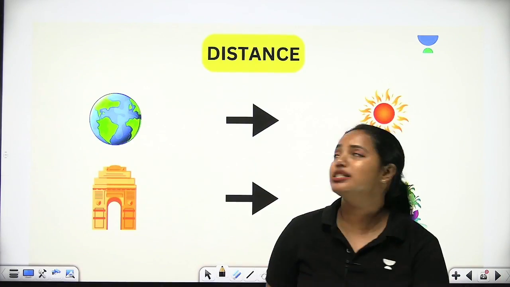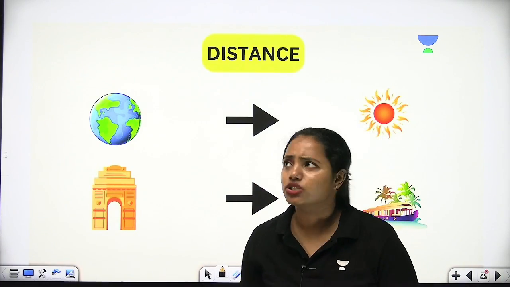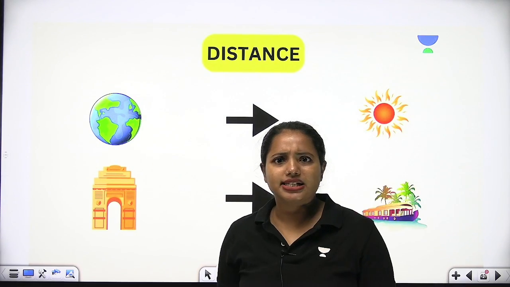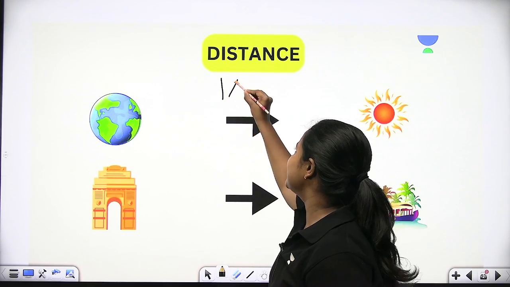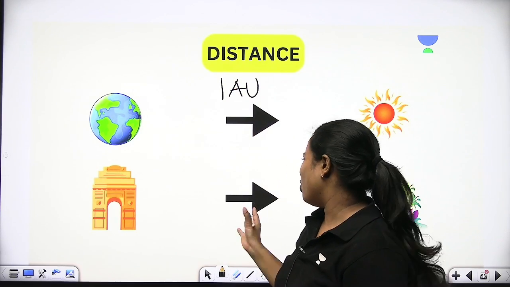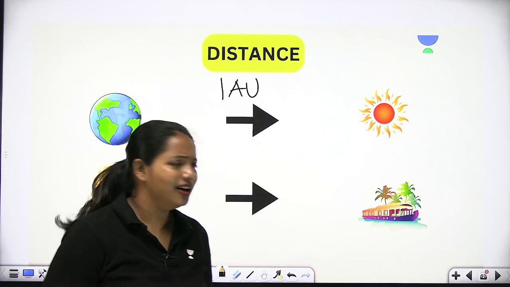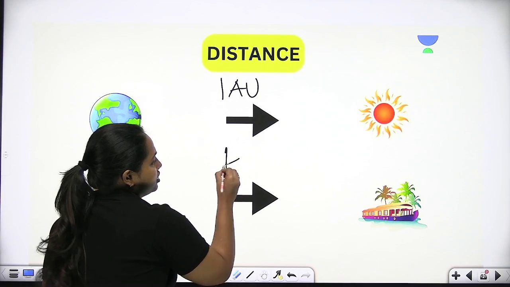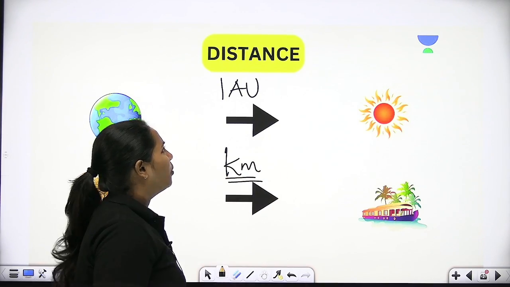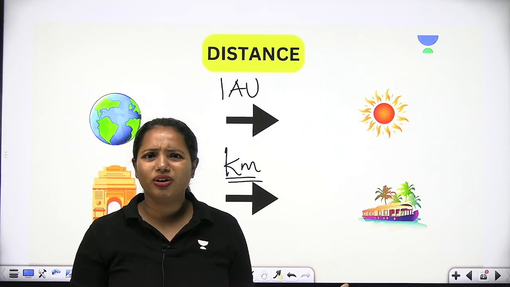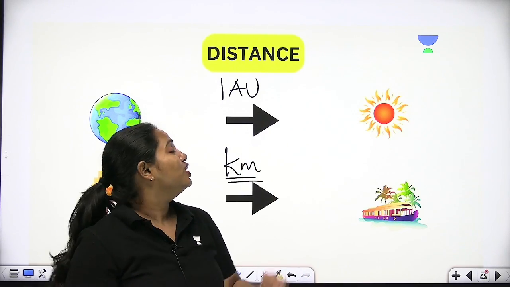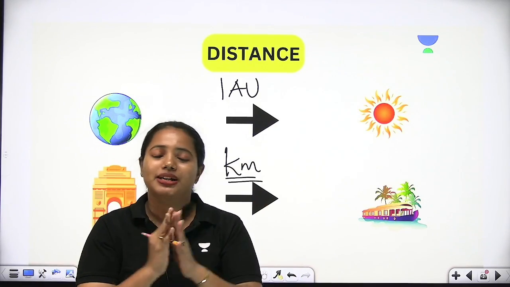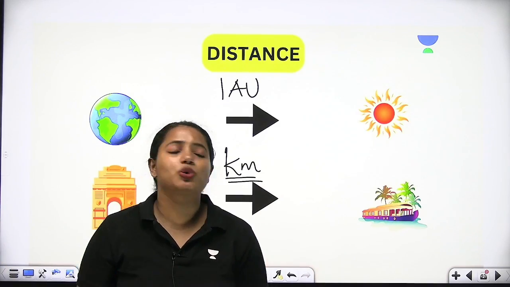Now we are moving towards the next concept. It's all about distance. What does distance mean? The distance between Earth and Sun is 1 AU, 1 astronomical unit. But what about Delhi to Alleppey? The distance will be mentioned in kilometers, right? What are kilometer and AU? These are the units, right? So distance is the quantity which represents the length between 2 points. It is the path length between 2 points.